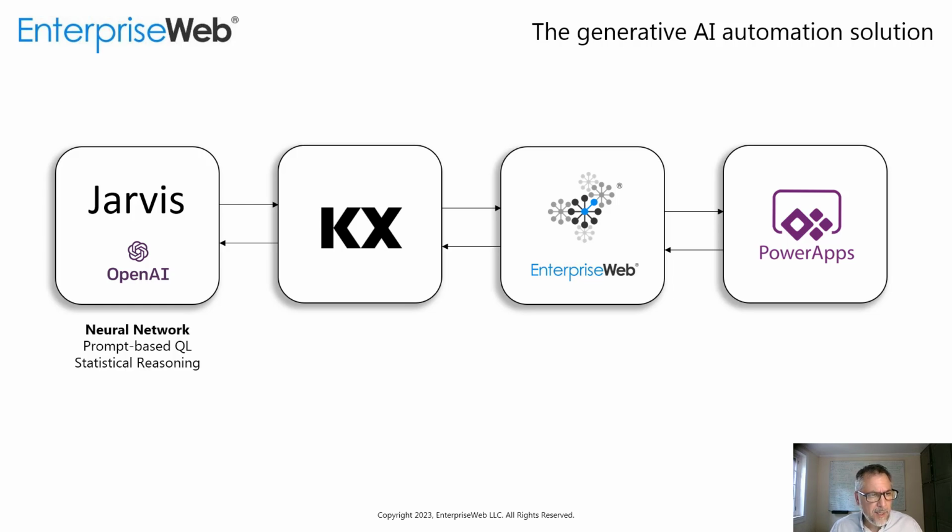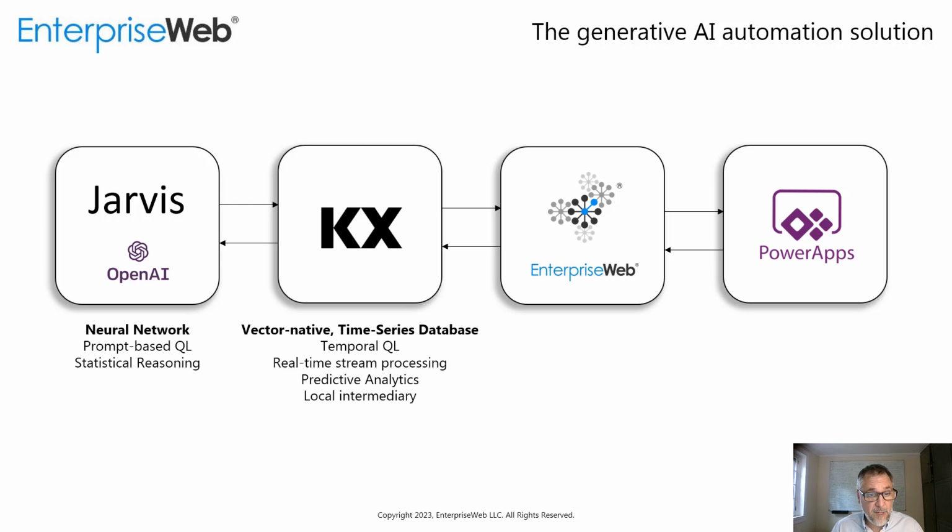So drilling down a little bit deeper, generative AI, for those in the know, is an outgrowth of deep learning models, right? Neural networks. It's a prompt-based query language, statistical reasoning, right? So it's looking at vast data sets and then analyzing those data sets to come up with probabilistic statistical results. KX, as I mentioned, is a vector-native time series database. It's an analytics database. It has a temporal query language. It's bringing order and local persistence to the work we're doing with Jarvis and OpenAI.